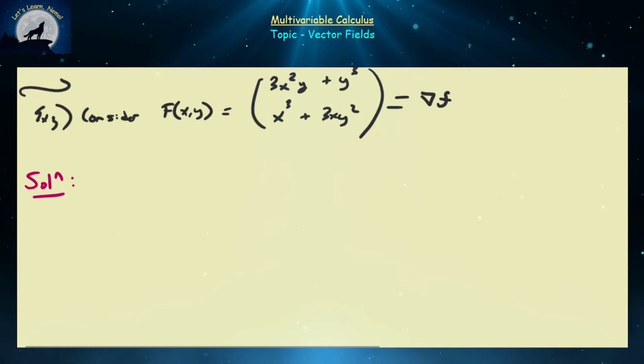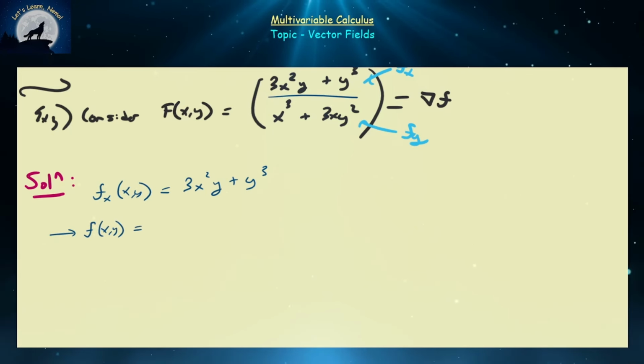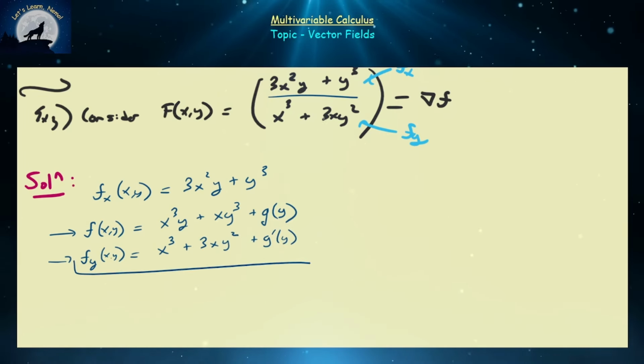Let's assume that this is equal to the gradient of f. If so, this is going to be equal to fx, and this is going to be equal to fy. I think that's better. All right, so that means fx will be equal to 3x squared y plus y cubed. So let's see if we can build potential functions out of it. That means f of x, y will be equal to x cubed y plus xy cubed plus some function of y. And then we can take the partial derivative of that with respect to y, and that's going to be equal to x cubed plus 3xy squared plus the derivative of g.